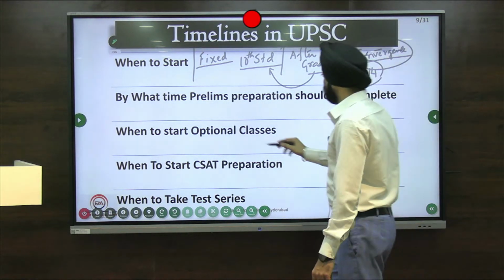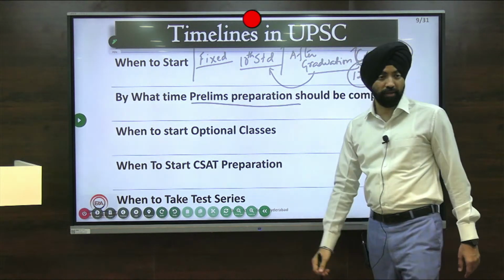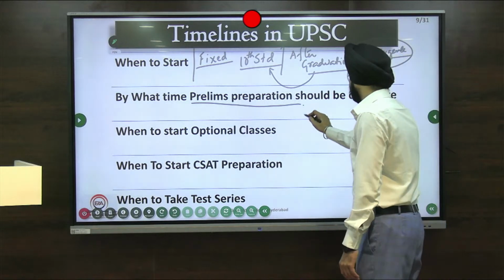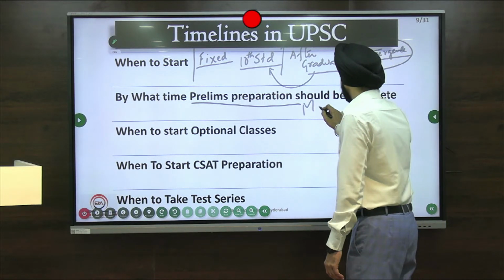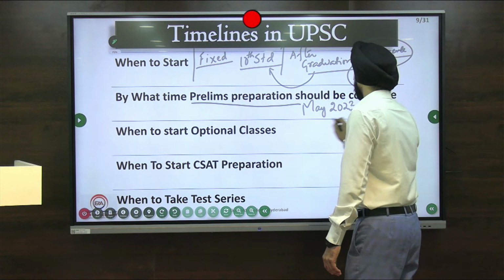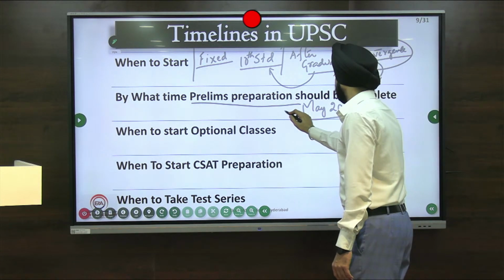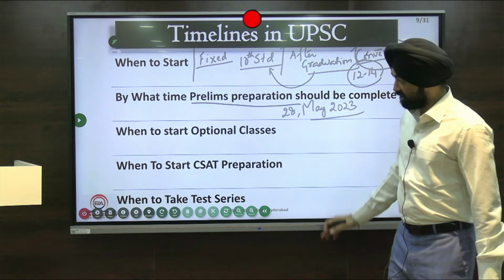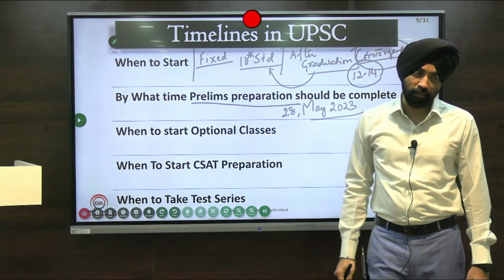Then by what time should prelims preparation be completed? This is generally the question the students ask. Say for example, next year May 2023, the prelims is scheduled on the 28th of May 2023, that schedule has already come. It means on this day in 2023, UPSC is holding the prelims examination.